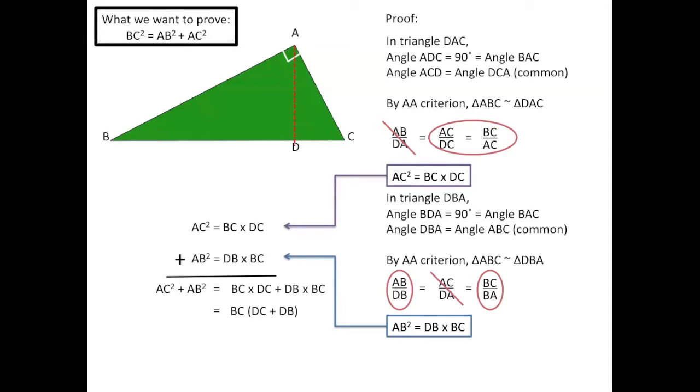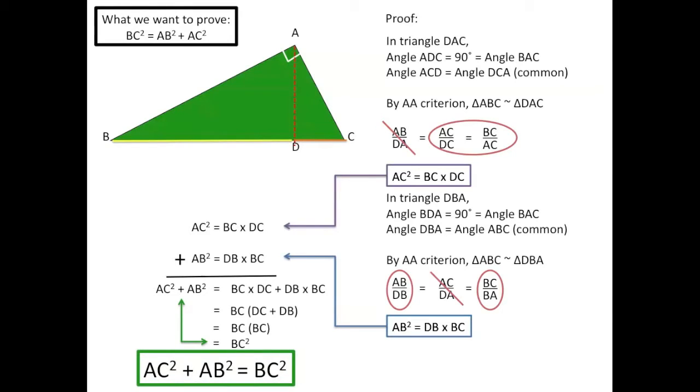Now, if you notice, going back to our triangle, DC is this line right here, and DB is this line right here. So these together, when added, will give you the line BC. So we can simplify this and write BC times BC, and a simpler way of writing that is BC squared. So notice we have reached the final step of our proof, and this gives us AC squared plus AB squared equals BC squared, which matches up with what we wanted to prove right here.